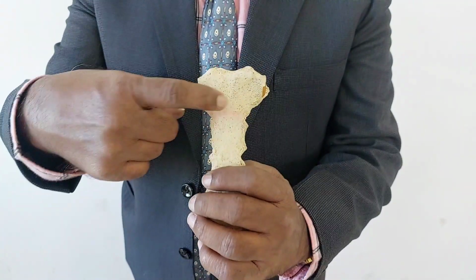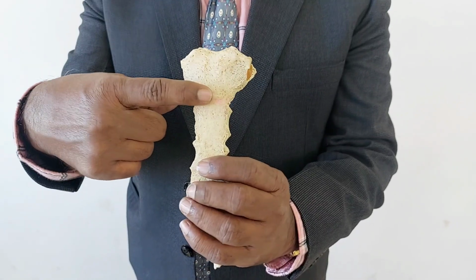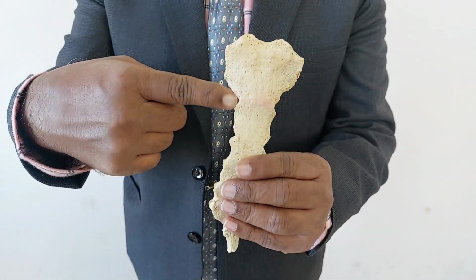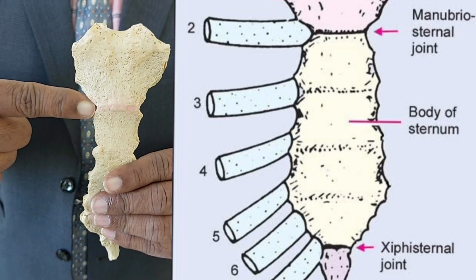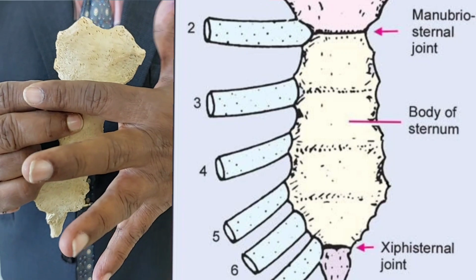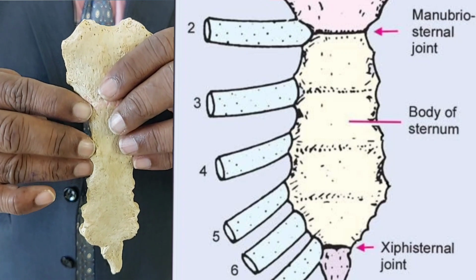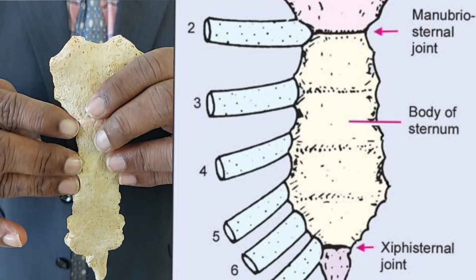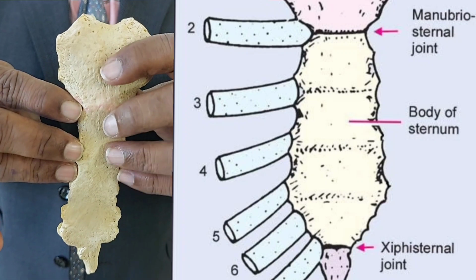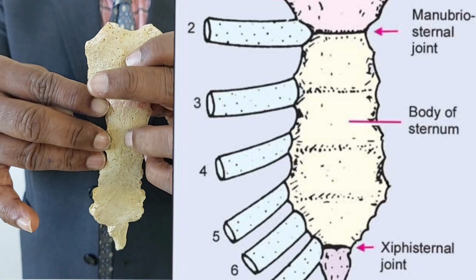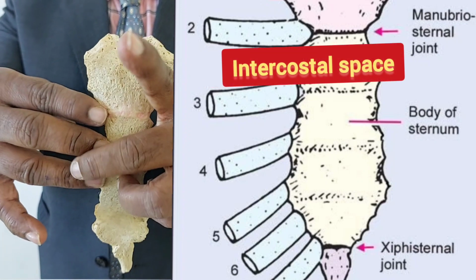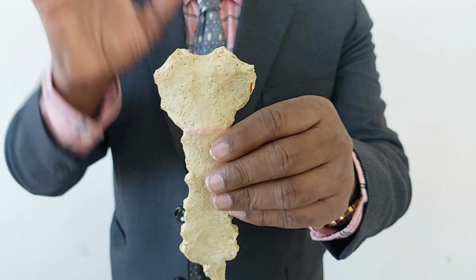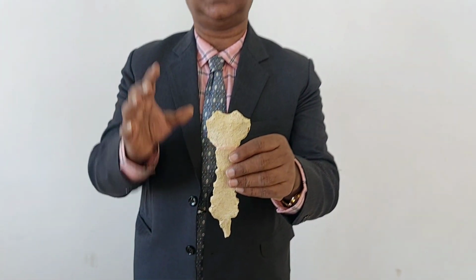So if you feel this ridge-like elevation in front of the chest, that means you are at the level of the second costal cartilage or second rib. In this way, you can count the ribs. If you reach the second rib, below that is the third rib, below that the fourth rib, and the spaces intervening between them are called intercostal spaces. So this is the second intercostal space, this is the third intercostal space. You can count the ribs as well as the intercostal spaces by palpating the sternal angle.